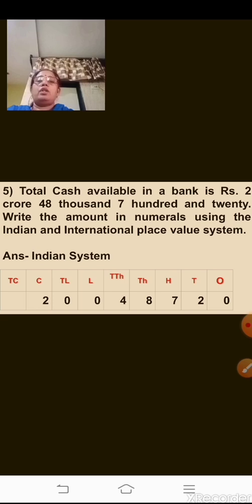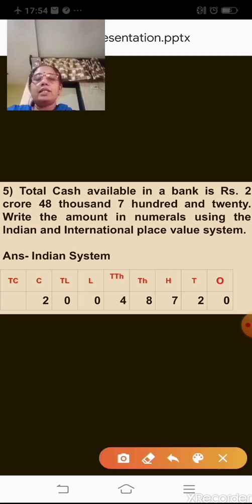Coming to question 5. Now read this question very carefully before solving the sum. Total cash available in a bank is rupees 2 crore 48,720. Write the amount in numerals using the Indian and international place value system. You have to write it in numerals according to the Indian as well as the international place value system. Now what you have to do is make a place value chart. We have already studied how to make a place value chart, correct? That is according to the Indian system.